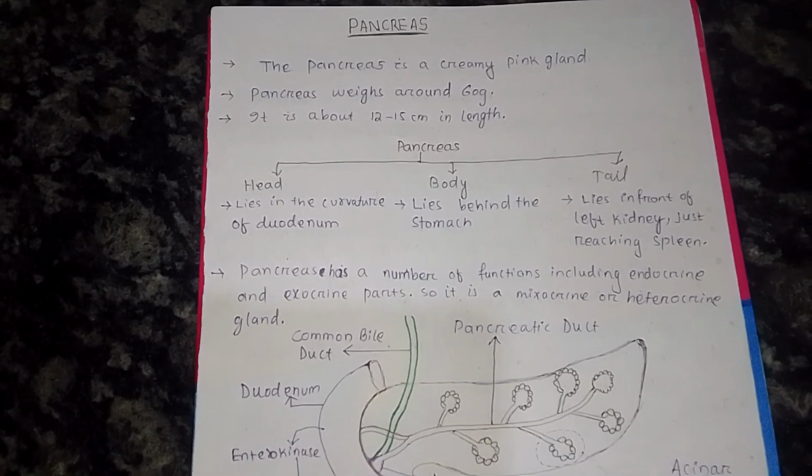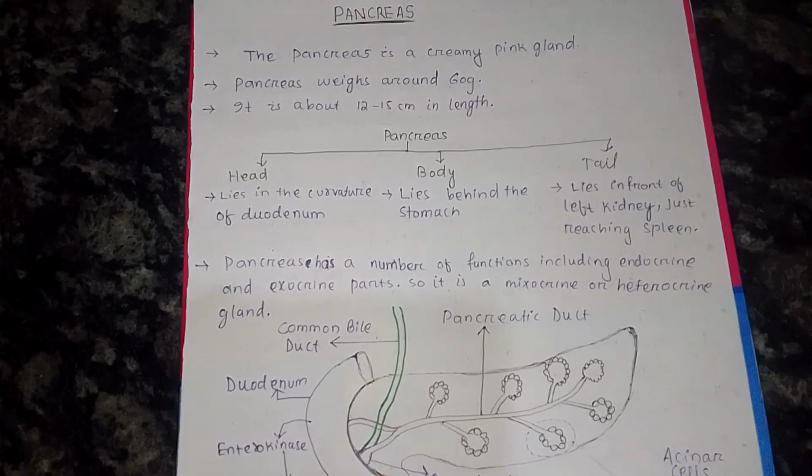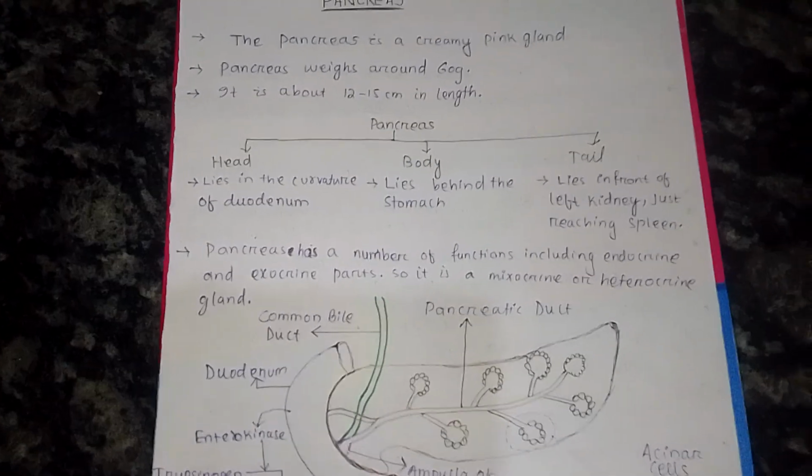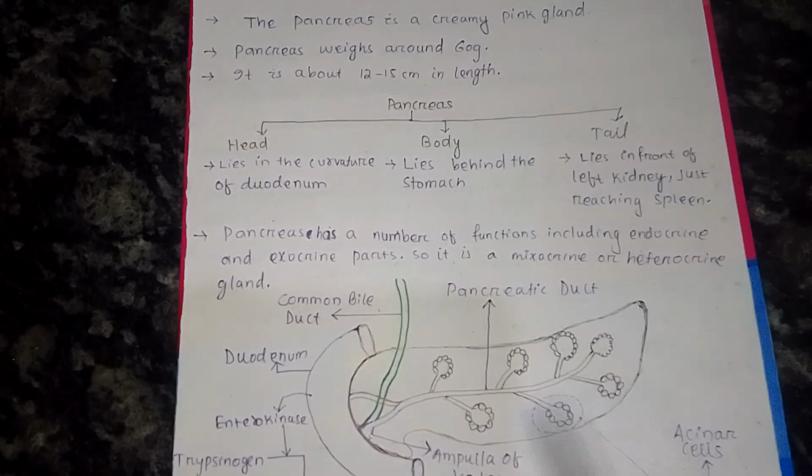The pancreas is a creamy pink gland and its weight is around 60 grams and its length is about 12 to 15 centimeters. Those are the dimensions. Let's see the main topic about pancreas.